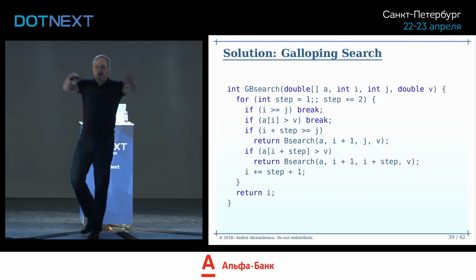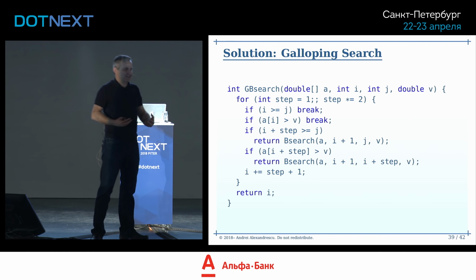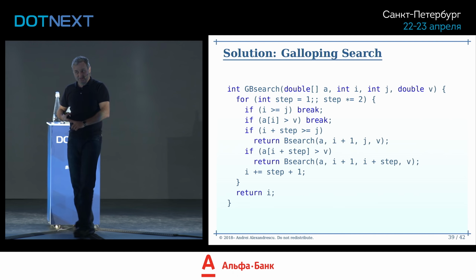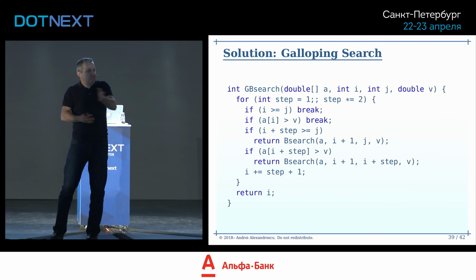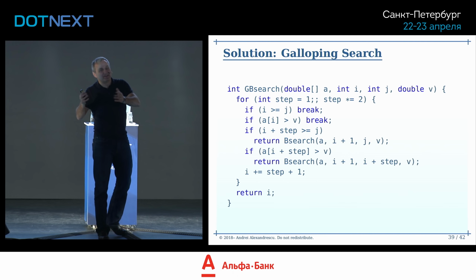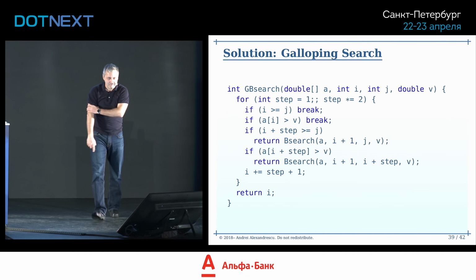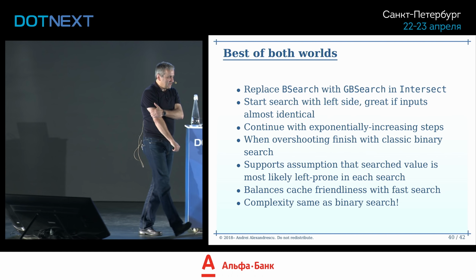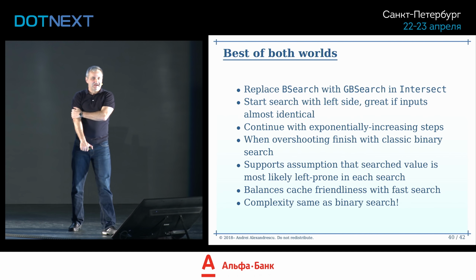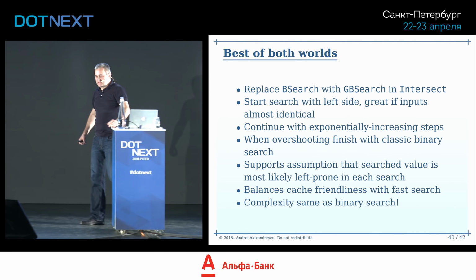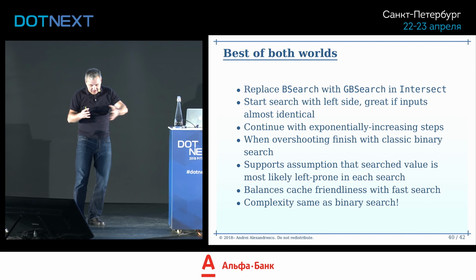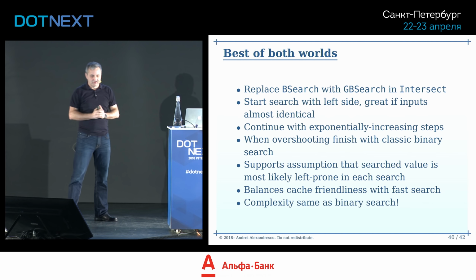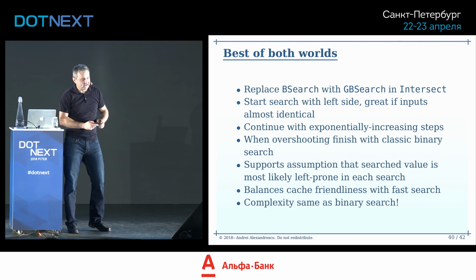So now all of the speculations that you proposed are going to be incorporated in this nice algorithm, right? Because you're going to do the speculation for the first element, for the second element, for the fourth element, right? And if it's the third, you just have to do one more comparison, you're done, which is amazing. So if anything is close to the beginning, then it's great. And with this, we're going to have a real good solution. So that's really the best of both worlds, because you simply replace binary search with galloping search in intersect. You start the search on the left side, and it just works. We discussed this a bit. So continue with exponentially increasing steps, and when overshooting, you go back to binary search. And the complexity is good.